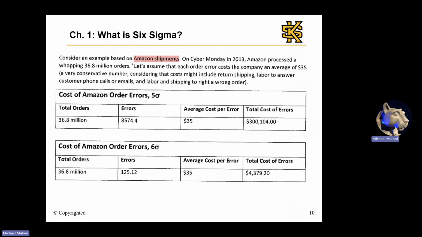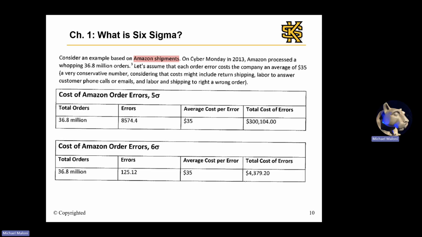For instance, the text describes the difference of Amazon operating at a 5 sigma versus a 6 sigma level of quality. And we all know that Amazon processes a lot of shipments every day, with the peak being Cyber Monday after Thanksgiving, millions and millions of shipments.